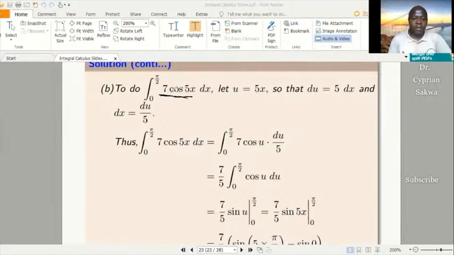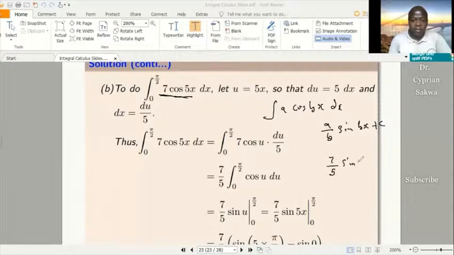The integral of a cos of bx dx can be written as a out of b sine of bx plus a constant of integration. Well, that means that the integral will be 7 out of 5 sine of 5x. Because we are doing a definite integral, there's no need of the constant. So we say from 0 to pi out of 2, and that's what you see here: 7 out of 5 sine of 5x, from 0 to pi out of 2.